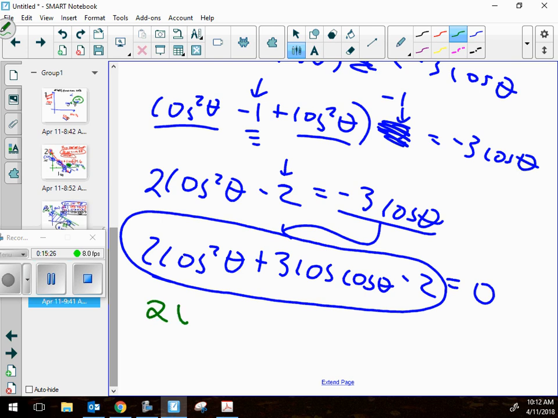If you do a u substitution, you'd have 2u squared plus 3u. Did I write cosine twice right there?